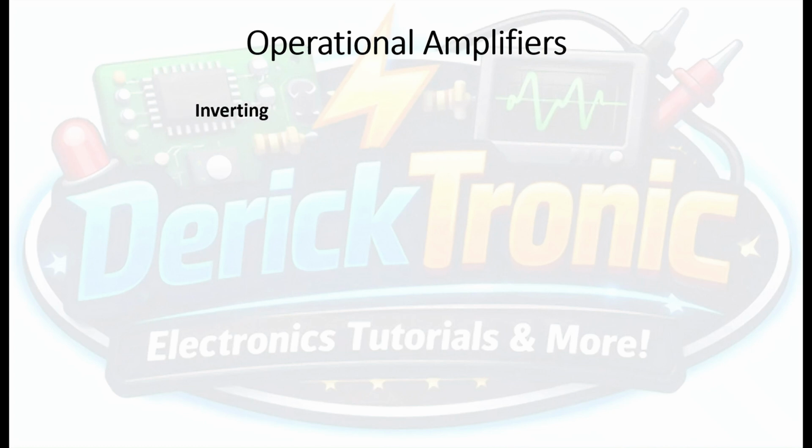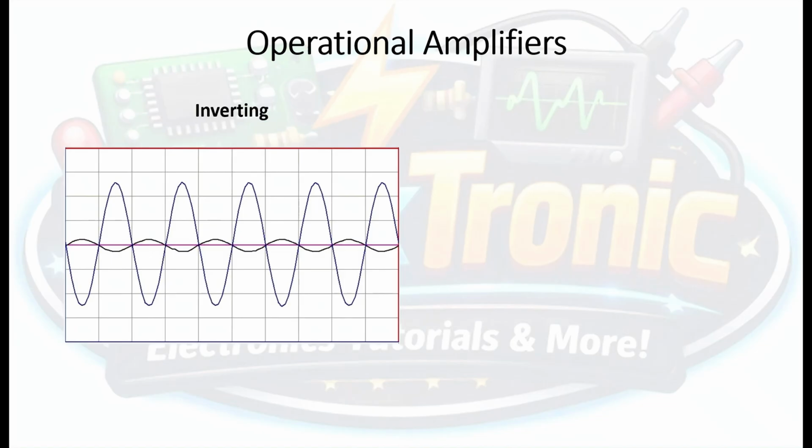Let's start off with the inverting op-amp. Its input-output waveform is as follows. See here on the left. Now, the input waveform is the one in black, the smaller one. The output waveform is the one in blue, the taller one.